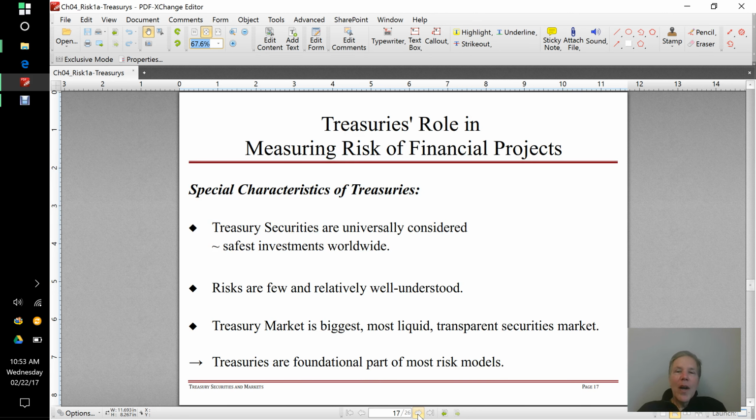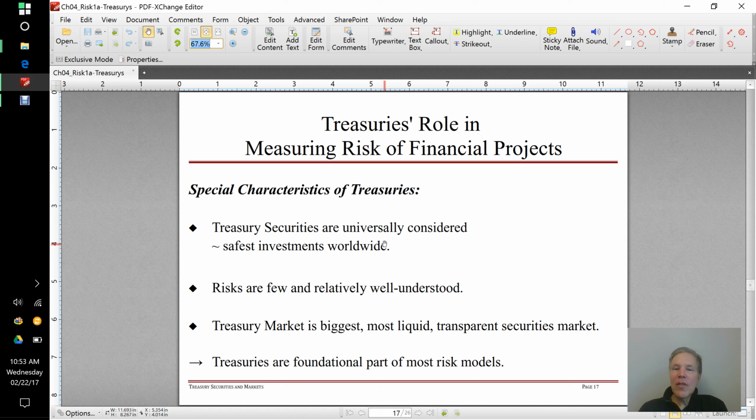Okay, so with this in mind, the role of treasuries is very important in measuring the risk of any financial project, including real estate financial projects. It's actually foundational to all of our risk models, so it's important that we understand it, okay? The key characteristics: why is it foundational?